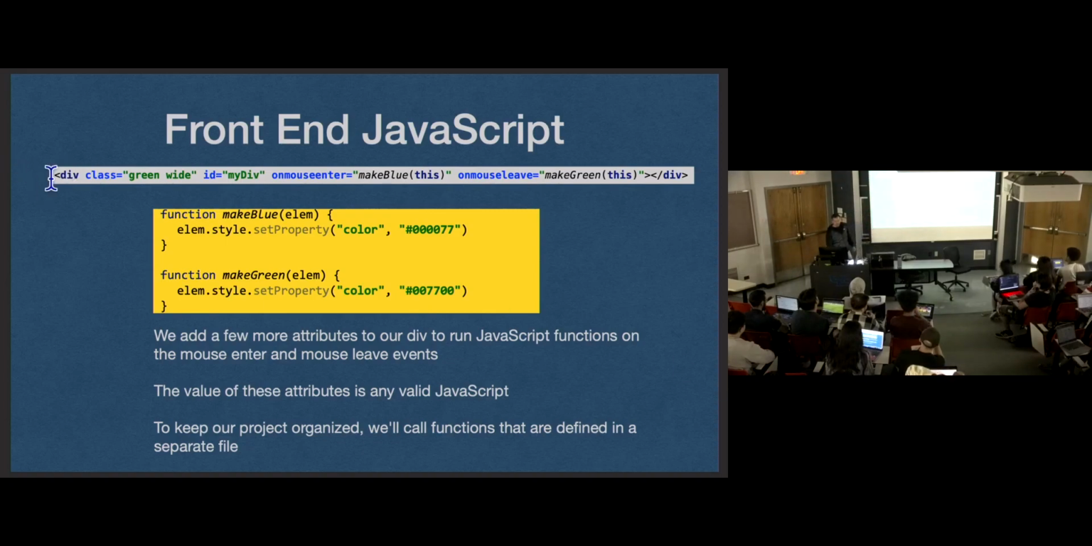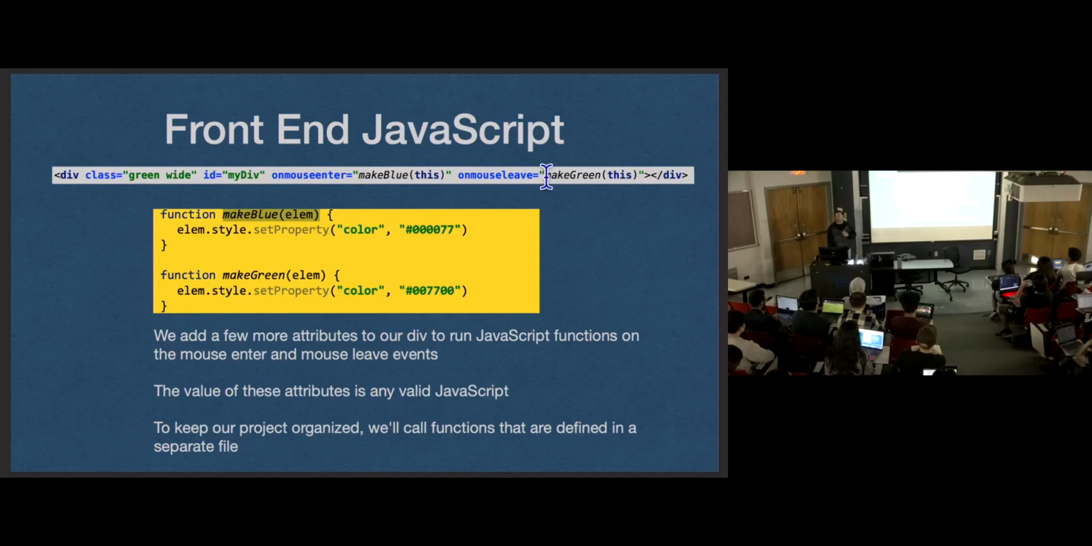So on this div, I'm going to have it, when the mouse enters, on mouse enter as an event. That means whenever the mouse enters that div, this code is going to be executed. And whenever the mouse leaves that div, this code is going to be executed. I can put any valid JavaScript in these as reactions to these events, but it's usually good practice to call methods or functions at this point.